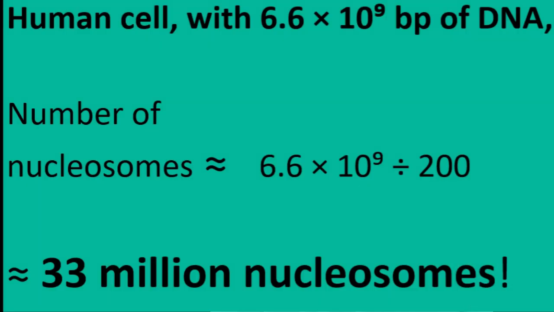In a single human cell with 6.6 multiplied by 10 power 9 base pairs of DNA, the number of nucleosomes is 6.6 multiplied by 10 power 9 divided by 200. We get the result: 33 million nucleosomes.